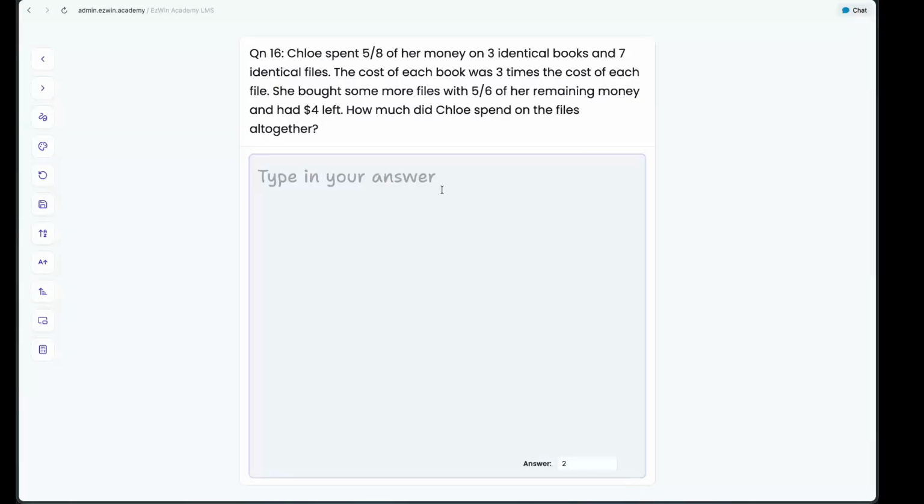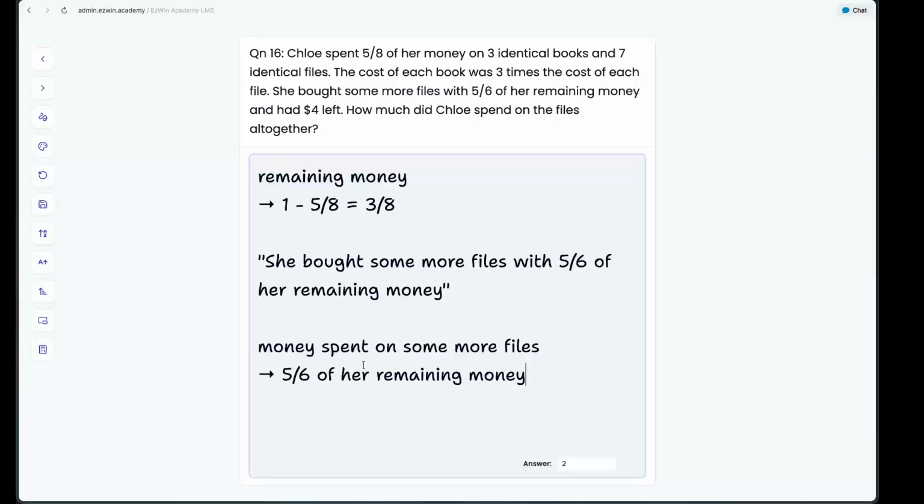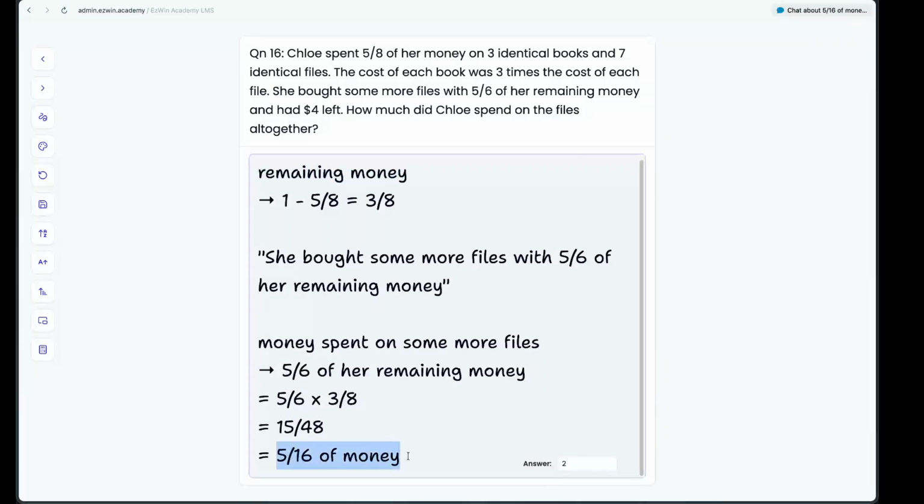So we want to find out how much total money she has. We know that she spent 5/8 of her money. So the remaining money would be equal to 1 minus 5 over 8, which is 3 over 8. The next statement says she bought some more files with 5/6 of her remaining money. So the money spent on the some more files is 5/6 of her remaining money. We just have to multiply 5 over 6 times 3 over 8, and this will give us 5 over 16 of the money.